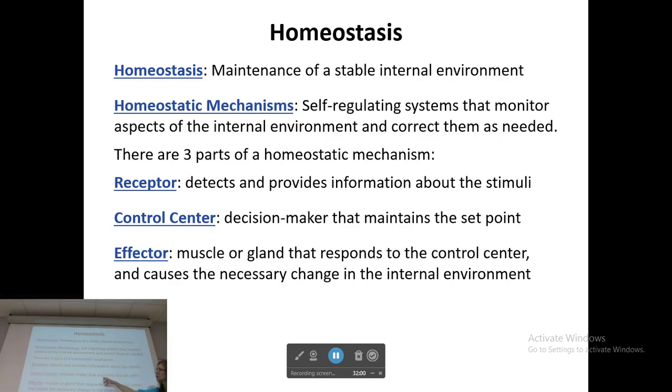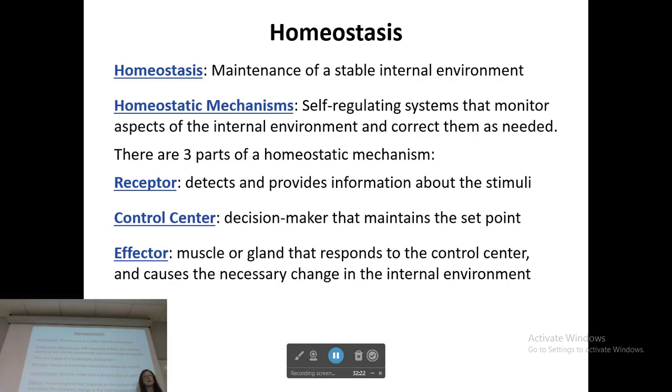So then you have the control center. The control center is going to maintain a set point. So you have kind of a normal blood pressure, and then if it gets too high, right, it goes above the set point, you want to bring it back down. If it gets too low, below the set point, you want to bring it back up.